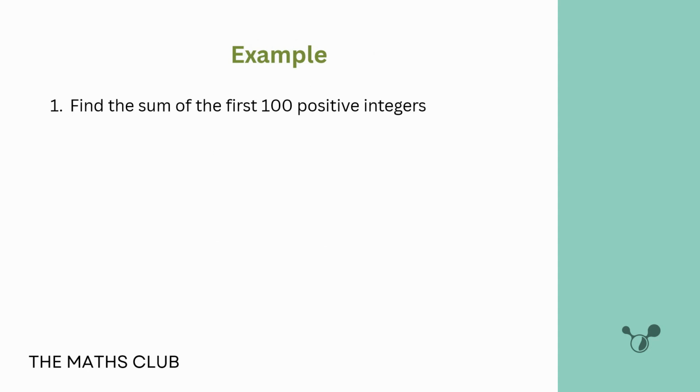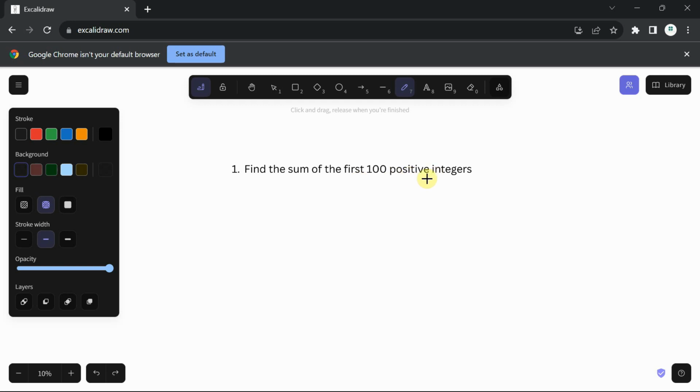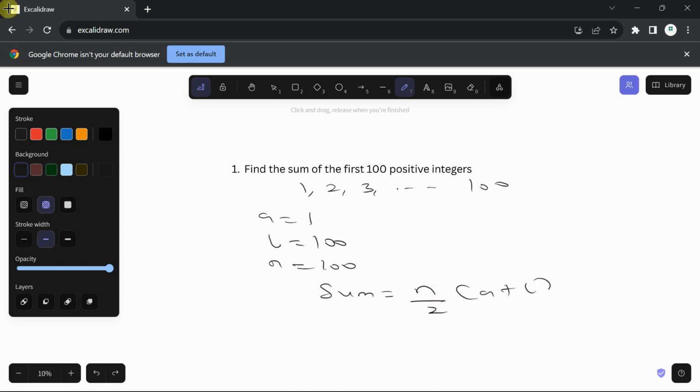This question says that we should find the sum of the first 100 positive integers. That will be 1, 2, 3 up till 100, right? Because the first positive integer is 1. So that means our a here will be 1, our l would be 100, and then n, if you count from 1 to 100, you have 100 values, so our n is the same thing as 100, right? So let's substitute. We know our sum formula, like I always say, write the formula: we can use n divided by 2 times (a plus l) in this case here, right?